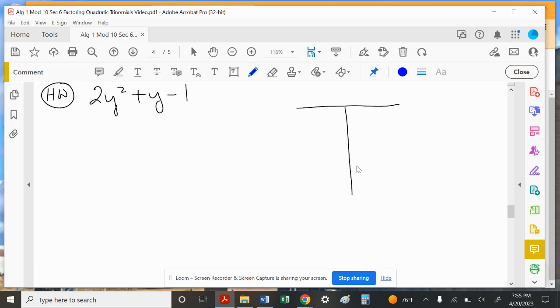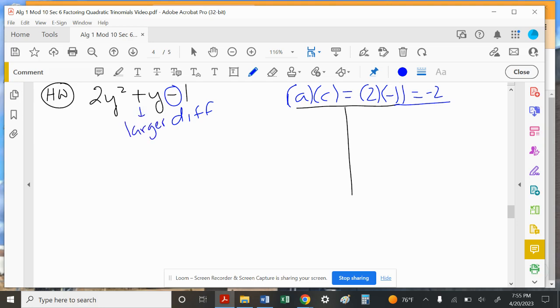We're still going to multiply the a and the c. So a times c, which is 2 times negative 1, which is negative 2. We draw our T table, and then we first have to figure out the signs. This tells me that the two signs are different. This tells me that the larger one is positive. So I have minus plus. I could do another minus plus, but you're going to see this is pretty straightforward.